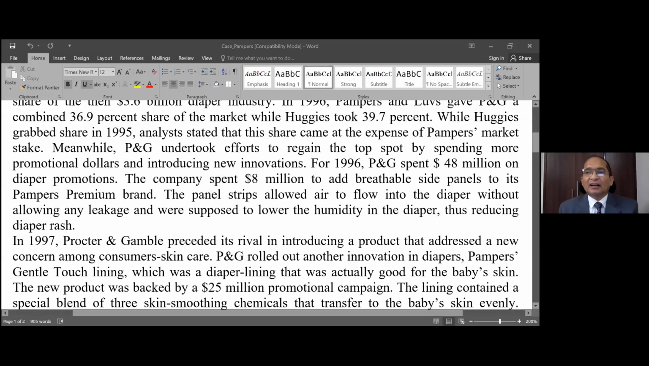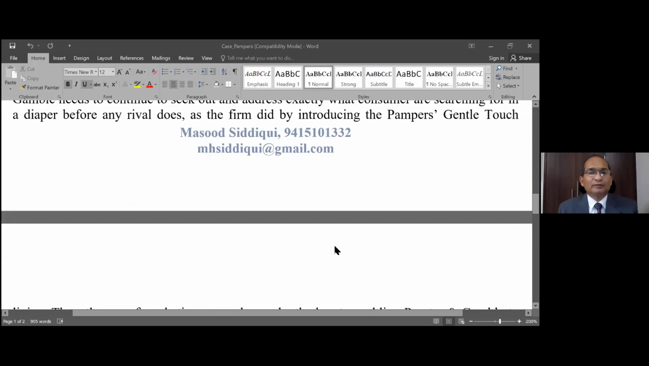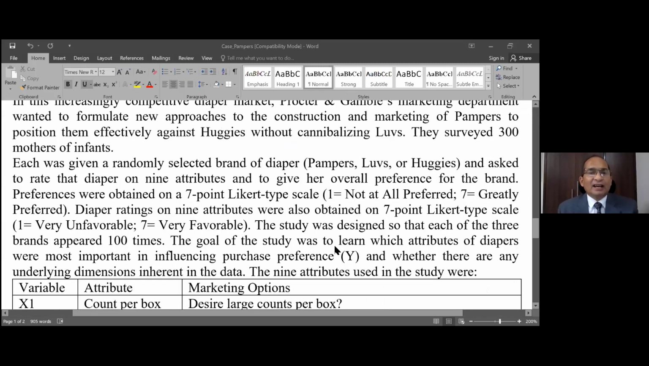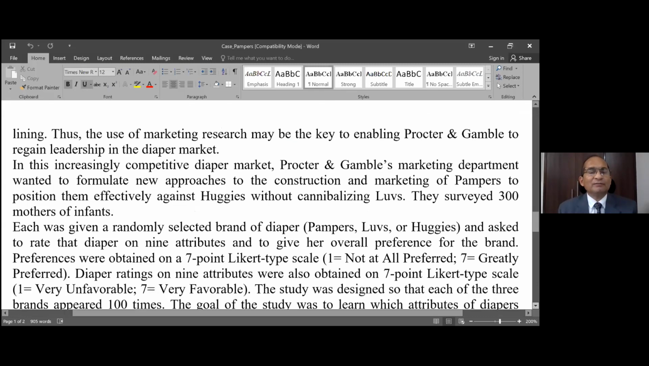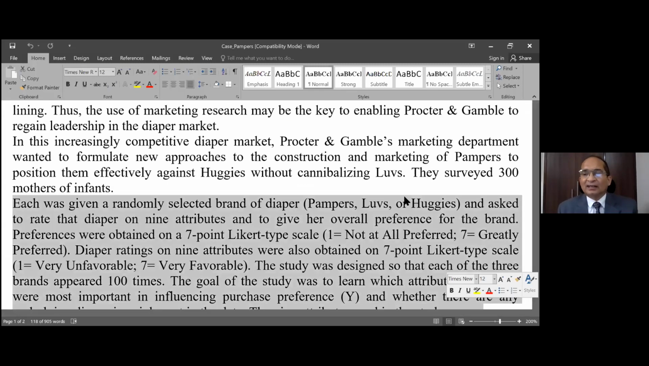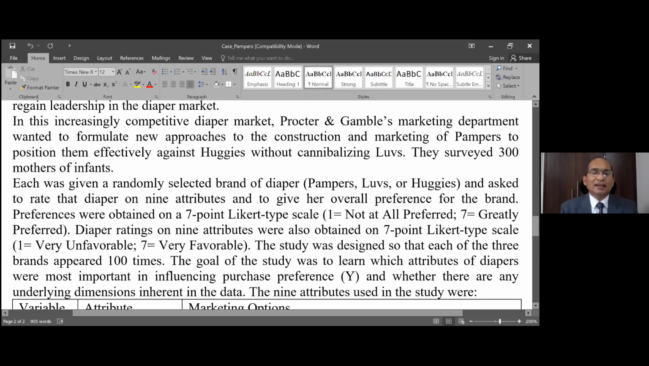Okay. And initially it is related to the history and how the trade war has been there. We are having this scenario from this part only. So I am sharing the relevant part. This part is from the increasingly competitive diaper market. Procter & Gamble marketing department wanted to formulate an approach to the construction and marketing of Pampers to position them effectively against Huggies. Right. So this was the task.